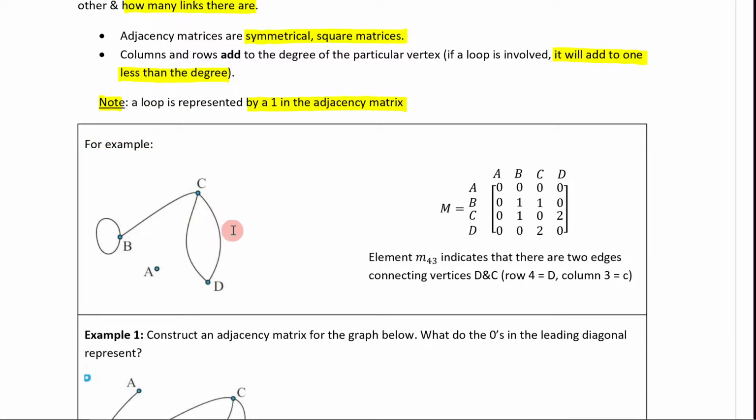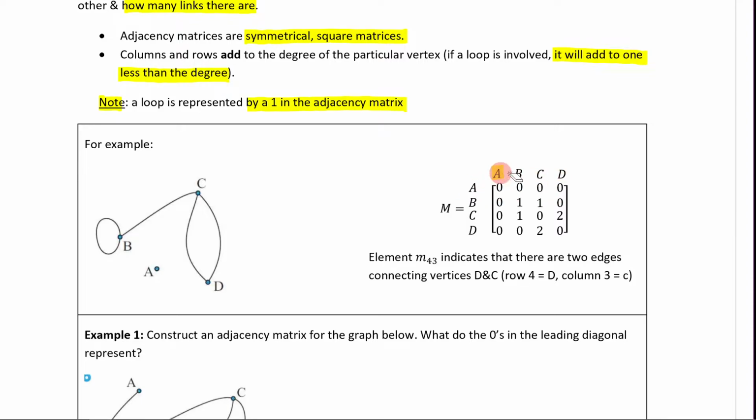For example, here is a graph. Here is our adjacency matrix. Let's make sense of this adjacency matrix. It's saying, how many connections are there from A to A? Well, let's go to A. Would you agree? There are no connections from A to A. This is an isolated vertex right here. What about A to B? Well, this is saying there are 0 connections. And again, that's because A is not connected to B. A is not connected to C. A is not connected to D. That's why they're all zeros. A isn't connected to anything.